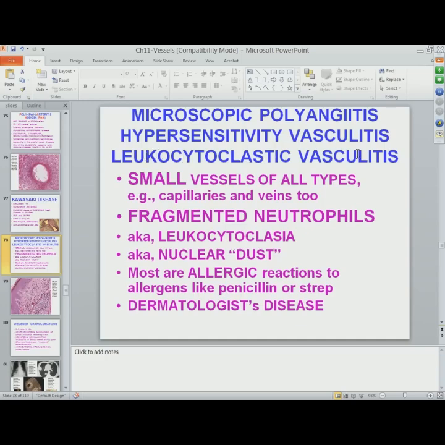leukocytoclastic vasculitis. And the reason why it's called leukocytoclastic is because you know what a leukocyte is, right? And you know what clastic means, don't you? It means fragmentation. So in this disease, with the inflammatory changes in the small vessels, you also have fragmentation of the leukocytes, or neutrophils. And that's the term called nuclear dust. It's also called leukocytoclasia. And very often, more often than not, most of these are allergic reactions, and they're sometimes caused by penicillin, or even strep can be a factor as well. And probably because if they involve the superficial vessels of the skin, this is basically a dermatologist disease.